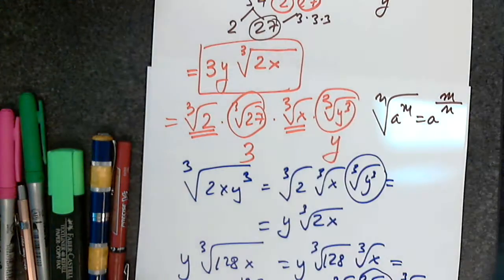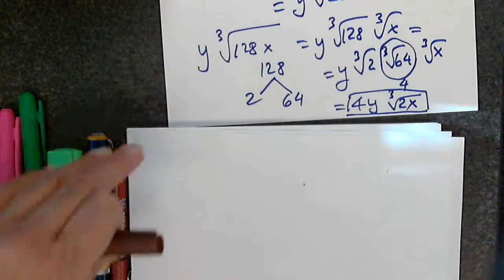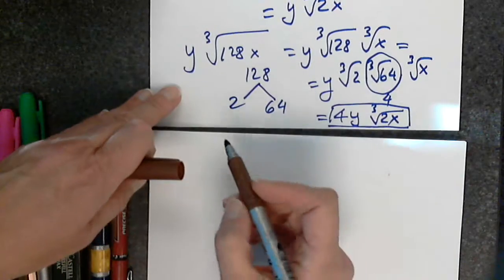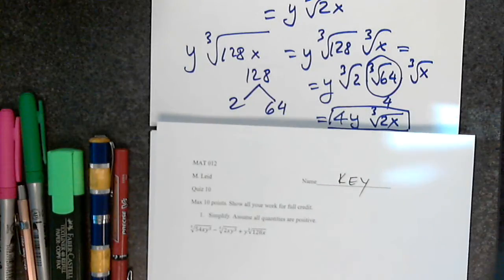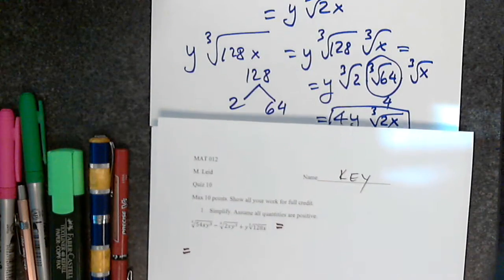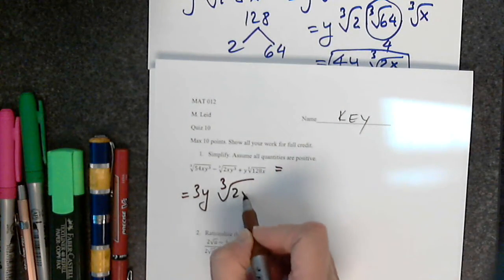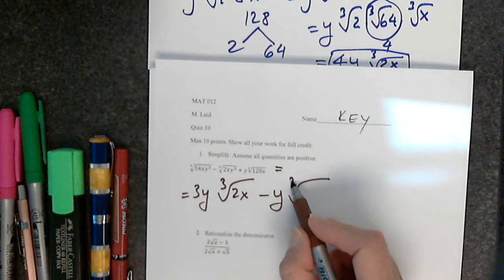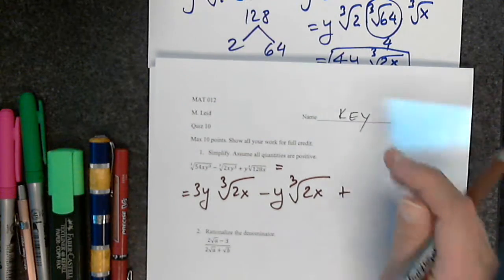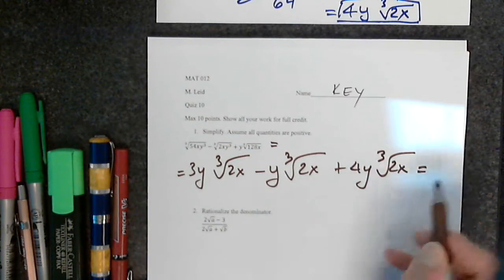So that's why 3 over 3 is 1. Is that better? Okay, so now we have all these three radicals. So I'm copying the problem from the beginning. So here it is. The first radical was simplified to 3y the cube root of 2x. The second radical was simplified to negative y the cube root of 2x. And the third radical was simplified to 4y the cube root of 2x.